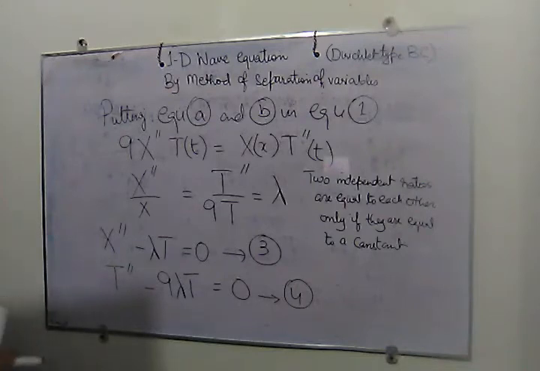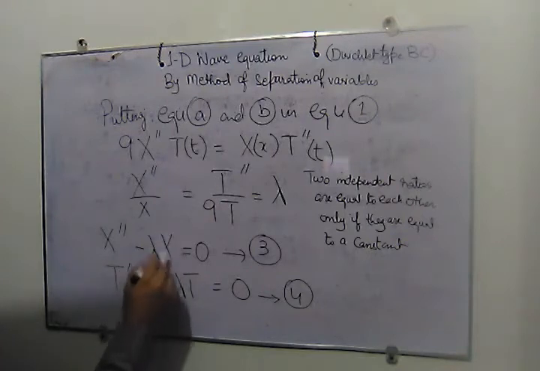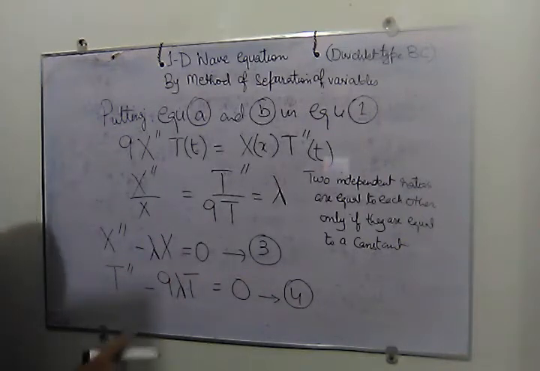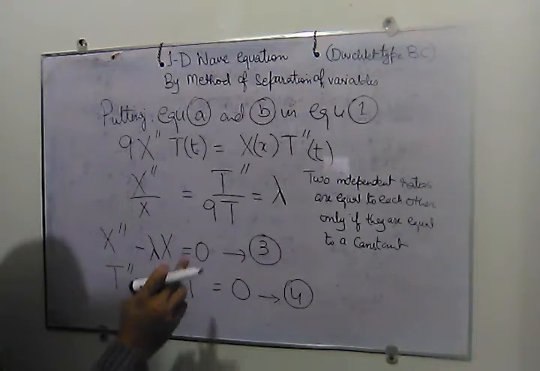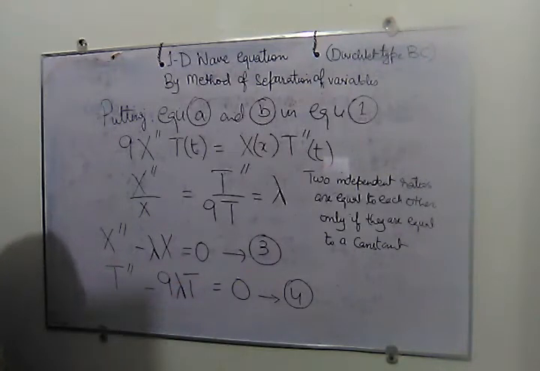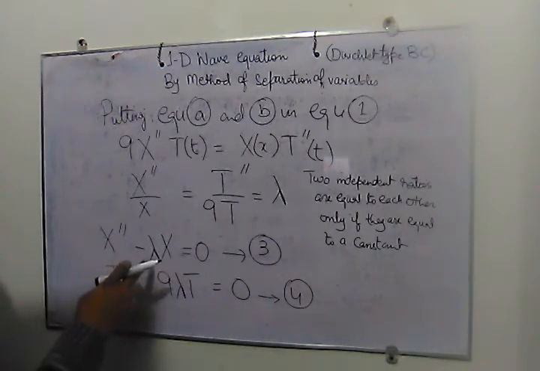Since we do not know the value of lambda, we solve equation number 3 for all three cases of lambda: lambda equal to 0, lambda less than 0, and lambda greater than 0. So lambda can be zero, negative, or positive. We do not know the nature of lambda so far, so we will see which case gives us the non-trivial solution.